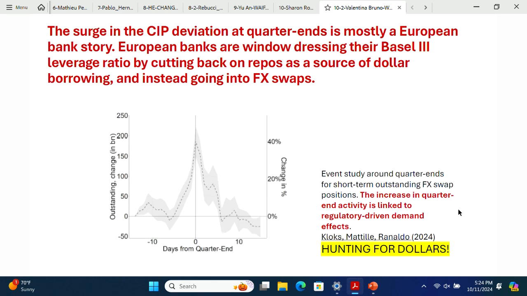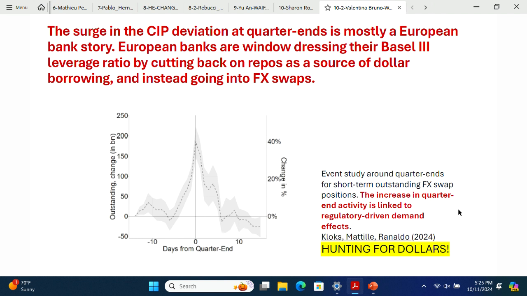So I will conclude with this chart. This chart is taken from a paper whose title is Hunting for Dollars. It's an event study around the quarter ends for outstanding FX swaps positions. And this shows that the increase in quarter-end activity is linked to regulatory-driven demand effects.